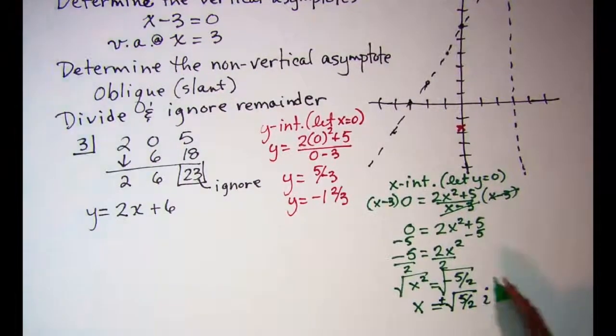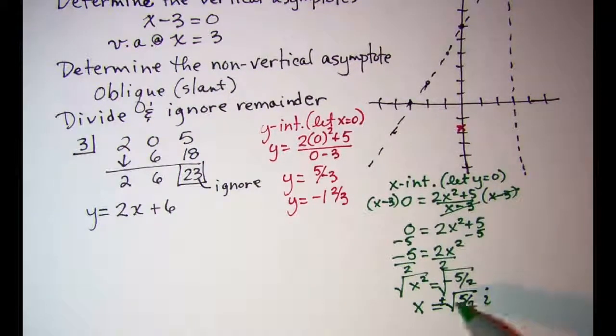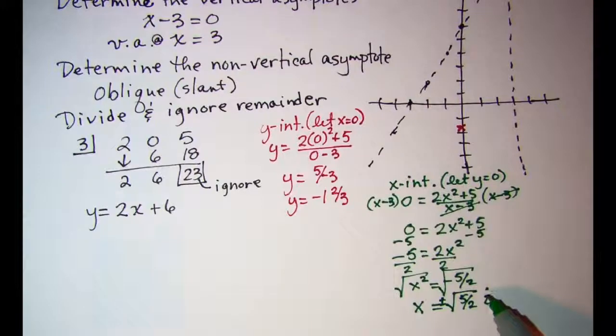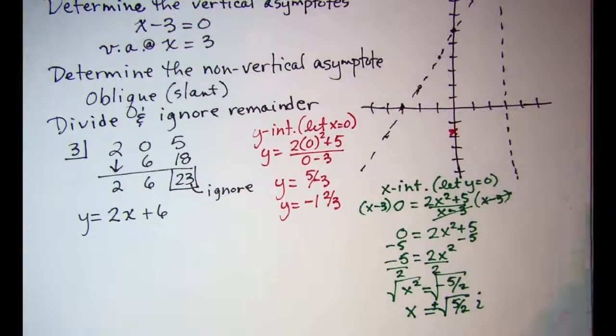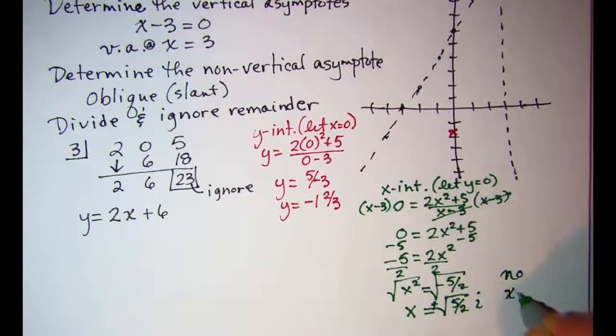Now since our graph is on our real coordinate plane, that means that since my solutions to this equation are imaginary, my graph is not going to cross the x-axis. So there are no x-intercepts.